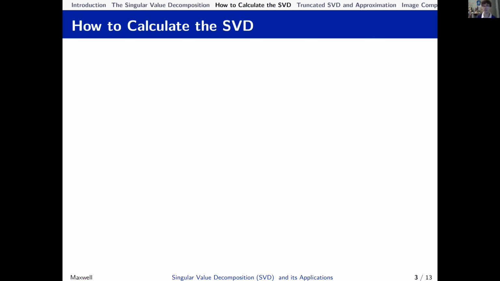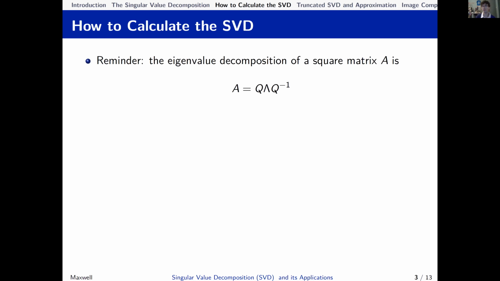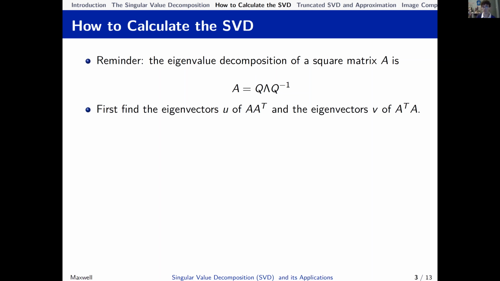And now how to calculate the SVD of a given matrix. First we have to remember that the eigenvalue decomposition of a square matrix is what you see. And we're going to try to do something similar for non-square matrices. So first, we can find the eigenvectors of A transpose and A transpose A, and these are square matrices. So we can do this by doing the eigenvalue decomposition.